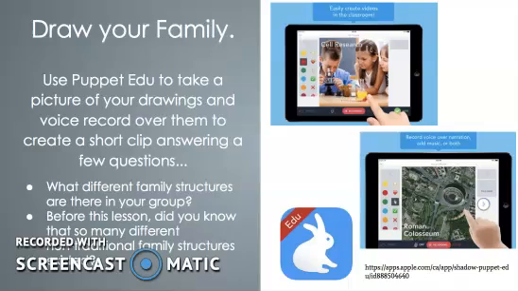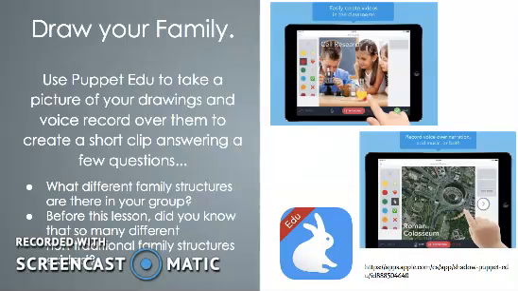What different family structures are there in your group? And before this lesson, did you know that so many different non-traditional family structures existed? Puppet is a user-friendly application for young students to demonstrate their understanding of a concept for assessment. By having the students voice record, this also allows them to practice oracy skills.